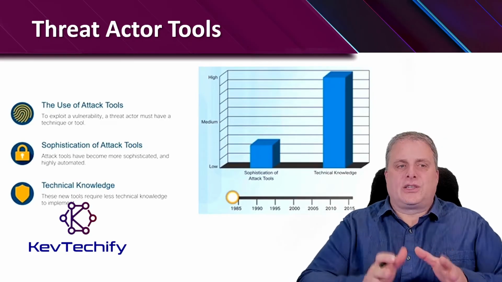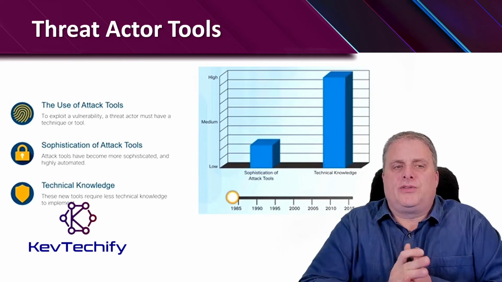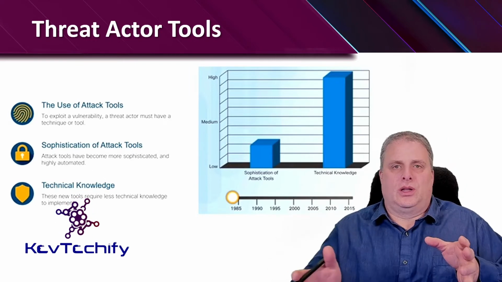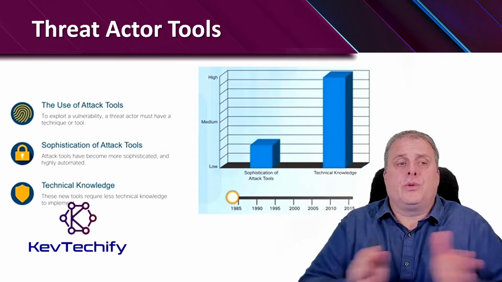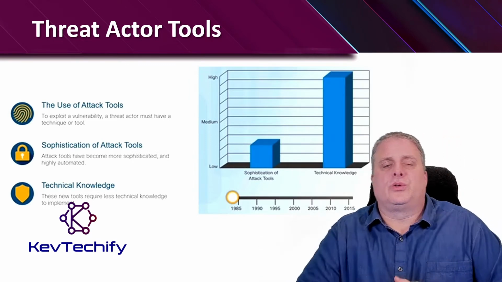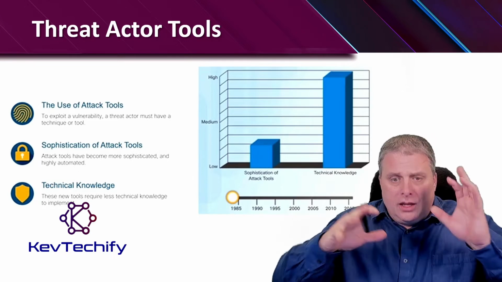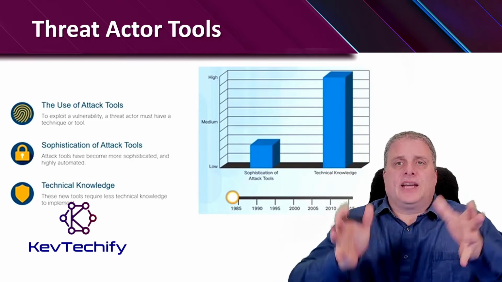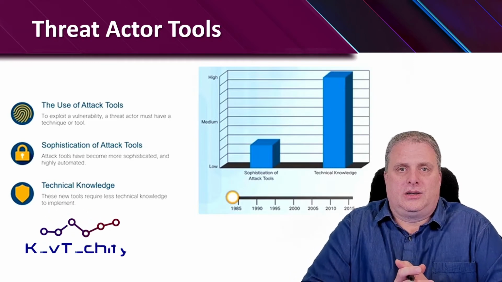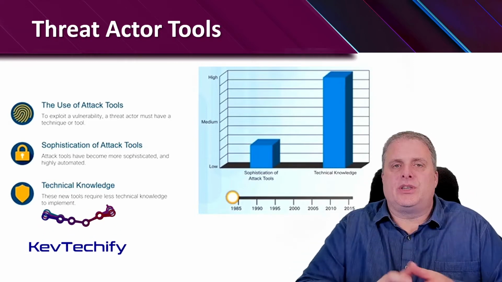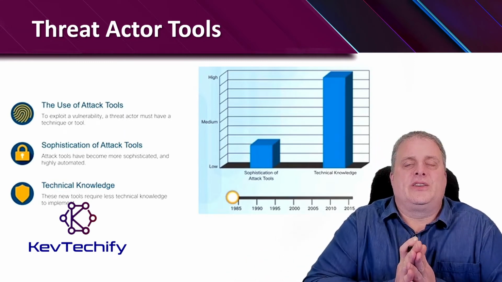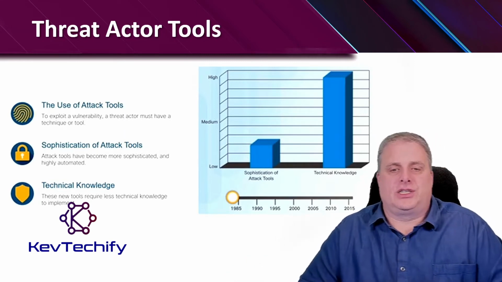To use attack tools to exploit a vulnerability, a threat actor must have a technique or a tool. The really good ones have both, but a lot of times they have either the techniques or the tools to do that. And over time, the technique or the skill of that hacker to cause damage has gone down. You don't need the skills anymore because of our new modern systems.